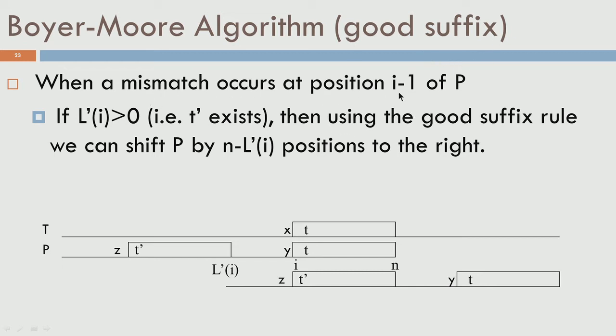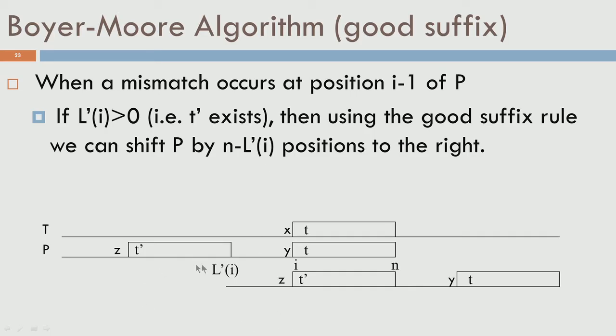When a mismatch occurs at position i minus 1 of P, let us just see this. T is the matching pattern, P is aligned with T, and this is a right to left comparison. The mismatch occurs at location i minus 1 of P, and let us say this index is k. The first step is to check if this pattern t occurs to the left as a pattern t prime. This is obtained by looking at the L prime array. If this value is greater than 0, then it says that t prime does exist. What we do is shift the pattern P by n minus L prime of i positions to the right.